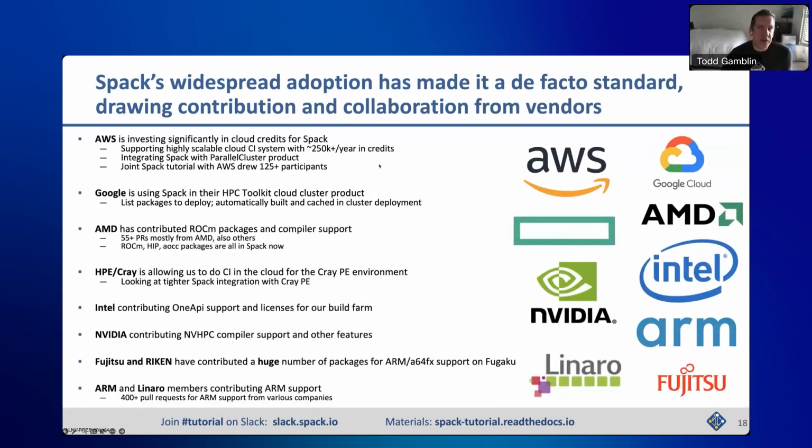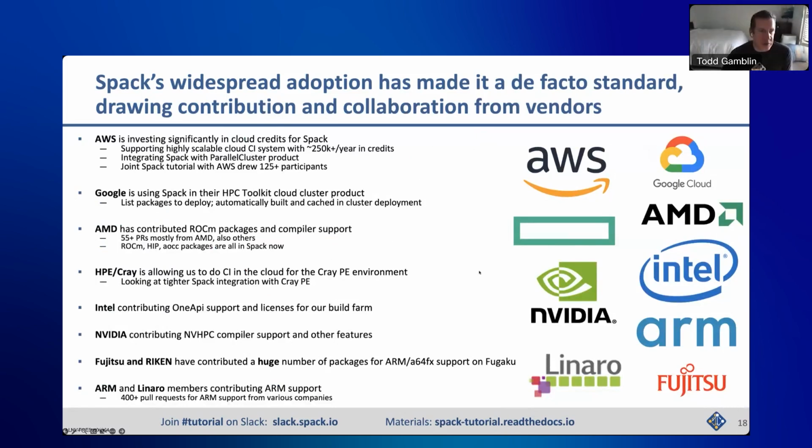Spack's getting a lot of use in industry as well. AWS helps us out with CI, as does the University of Oregon. Google is also helping us with CI, and AWS and Google are both using Spack in their cloud cluster solution. So AWS has Parallel Cluster, Google has HPC Toolkit. Both of those have Spack integration and use Spack to deploy software.